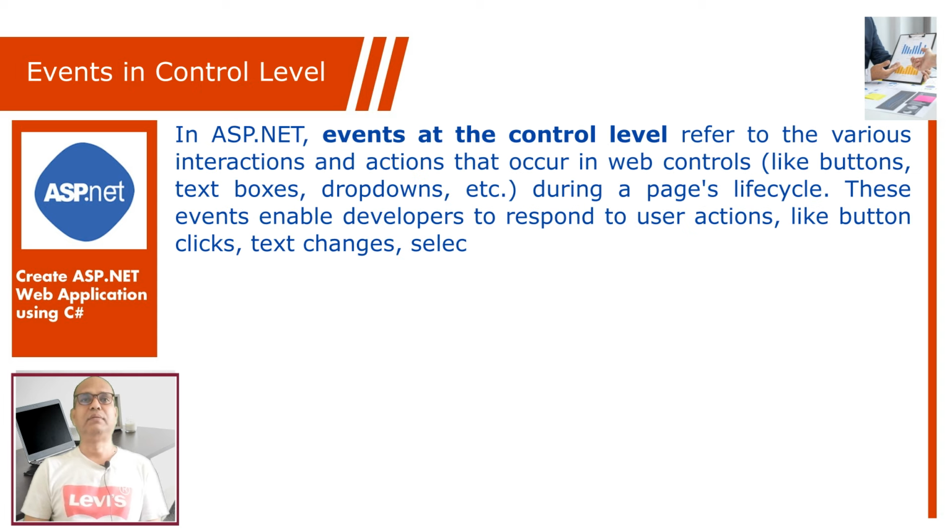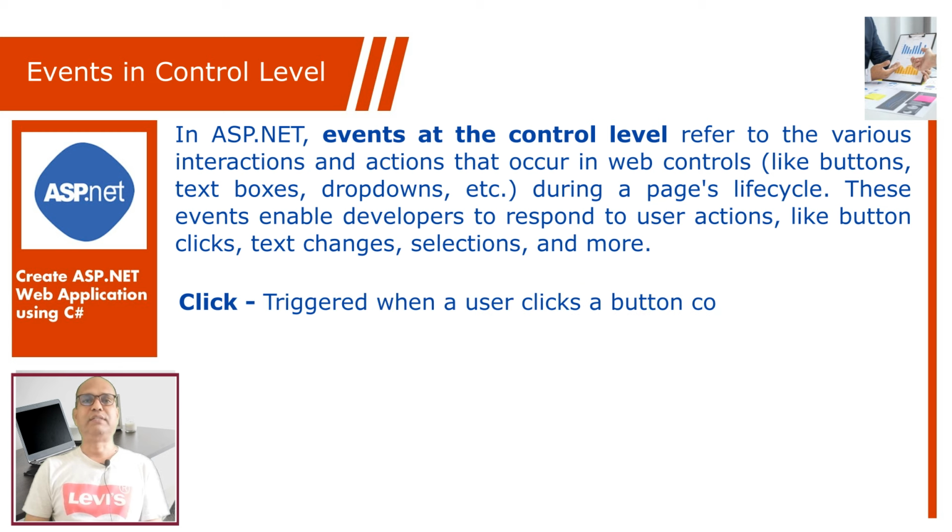Events in control level. In ASP.NET, events at the control level refer to the various interactions and actions that occur in web controls like buttons, text boxes, drop-downs, etc. during a page's lifecycle. These events enable developers to respond to user actions like button clicks, text changes, selections, and more. Here's an overview of how events work at the control level, and an example for better understanding.